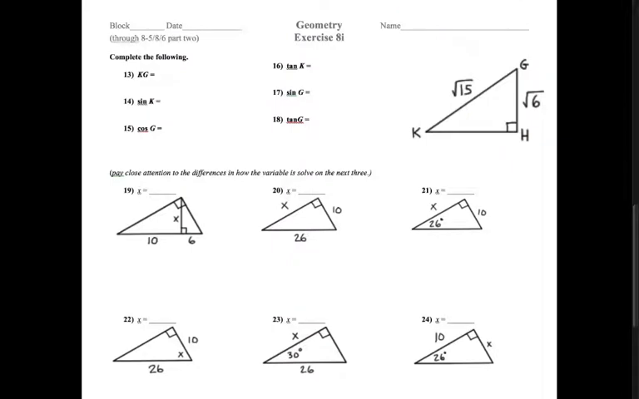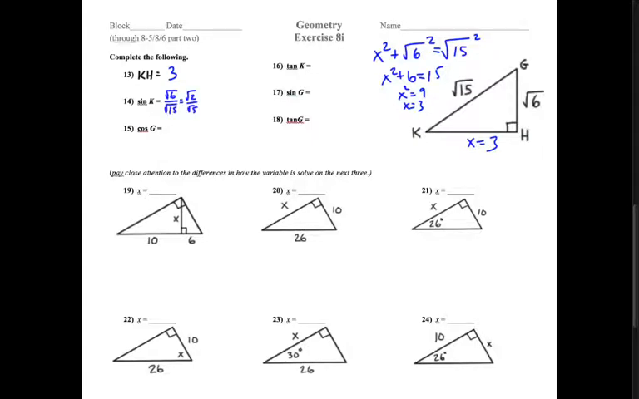All right, other side of the page gets good. This is the simplifying for sine, cosine, and tangent. Number 13 is supposed to be solving for KH right here. And how would you do this? Pythagorean theorem. Some x squared plus square root of 6 squared equals square root of 15 squared, and that's 3. So the sine of angle K is square root of 6 over square root of 15, and then yep, we got to simplify. That ends up being square root of 10 over 5 because, please reduce it, that's your best move. Square root of 2 over square root of 5, multiply by square root of 5 over the square root of 5. That's our answer.